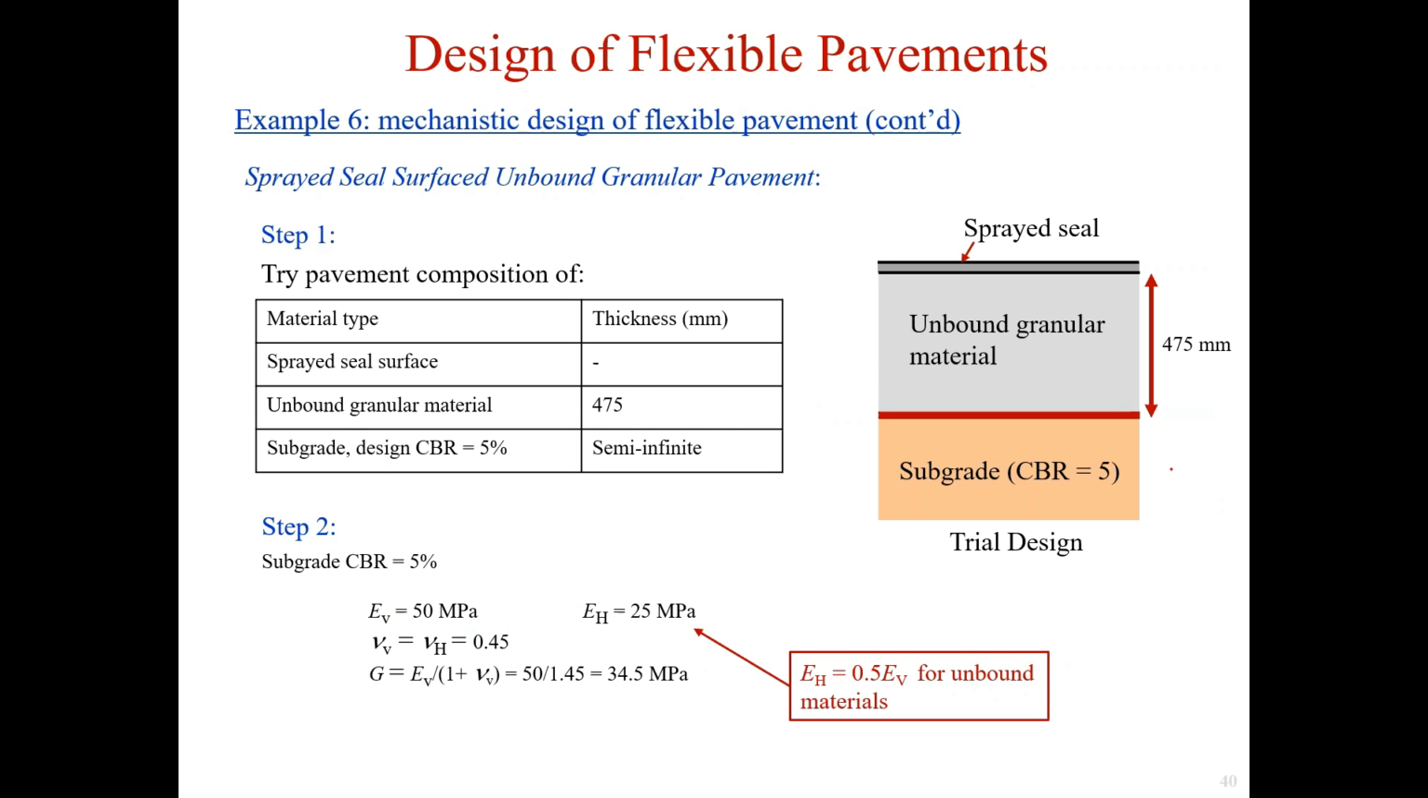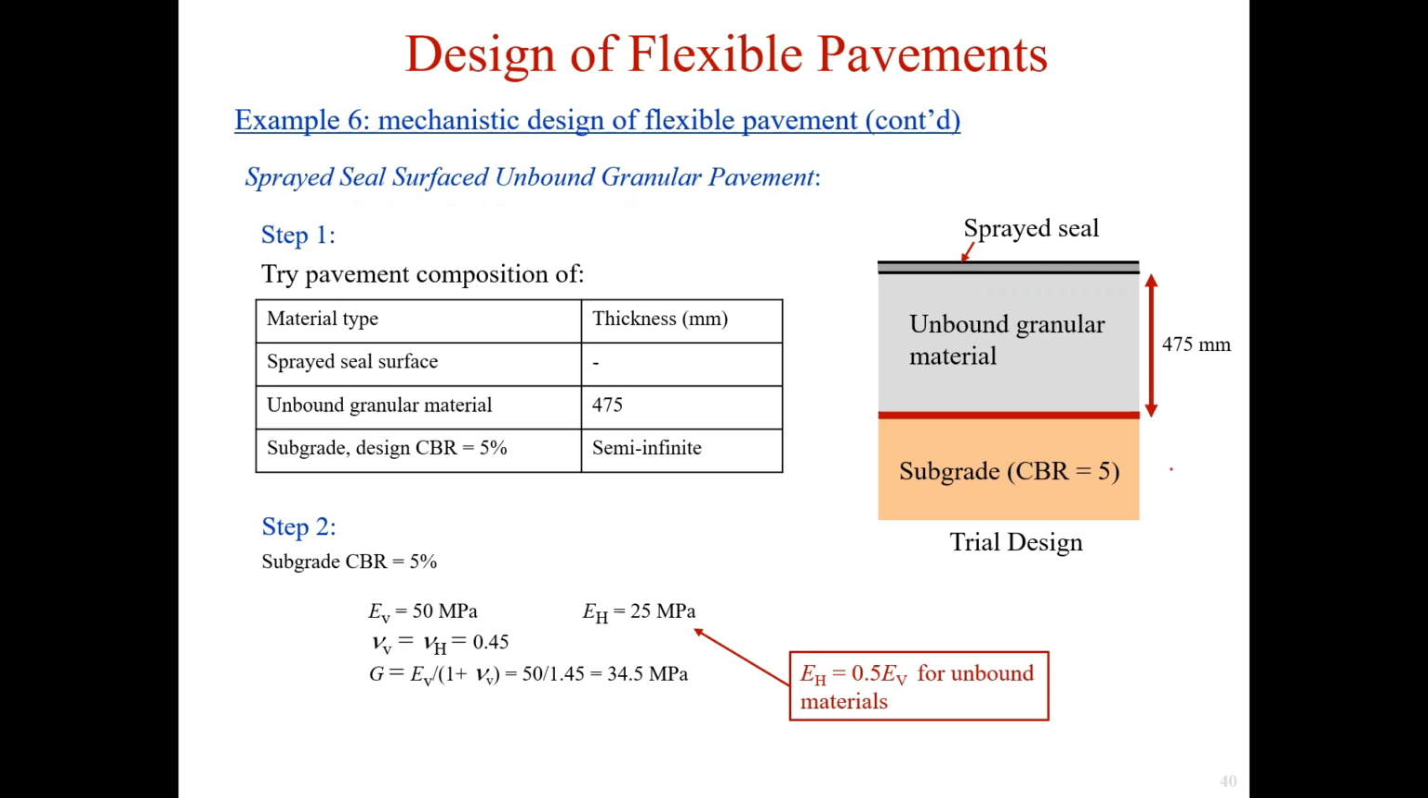Such a pavement is composed of a spray seal layer, an unbound granular layer, and a subgrade. Spray sealing is achieved by spraying a thin film of bituminous binder onto a road surface and then covering it with a layer of aggregate. For the trial design, the first step is to try a pavement composition with a thin top spray seal surface and 475 millimeter unbound granular material and subgrade design CBR of 5%.